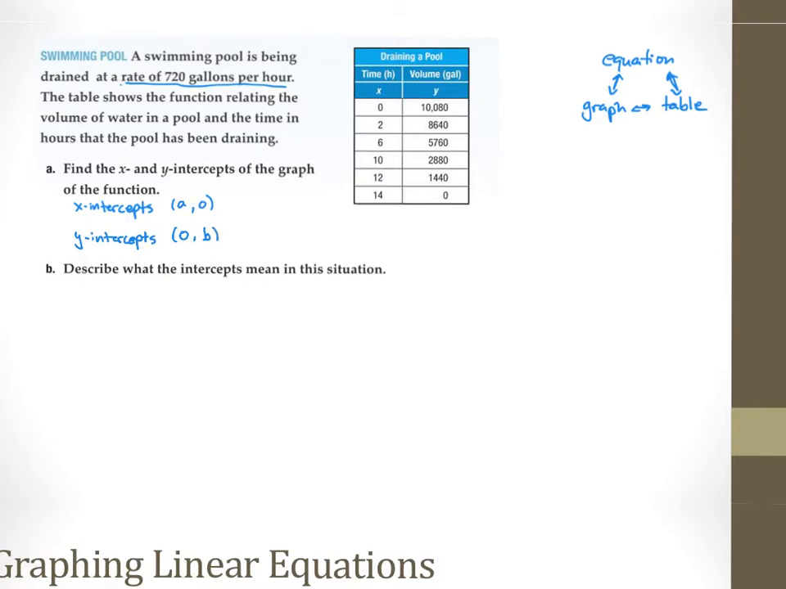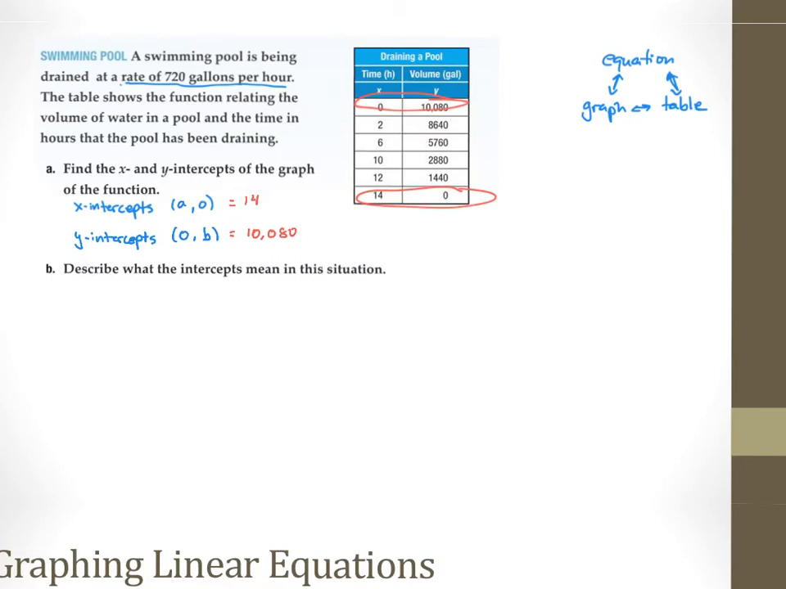So for our x-intercept, we want where y is 0. As I look at my table, the only thing that fits the bill is down here. So my x-intercept is 14. My y-intercept is up here. So my y-intercept is 10,080.